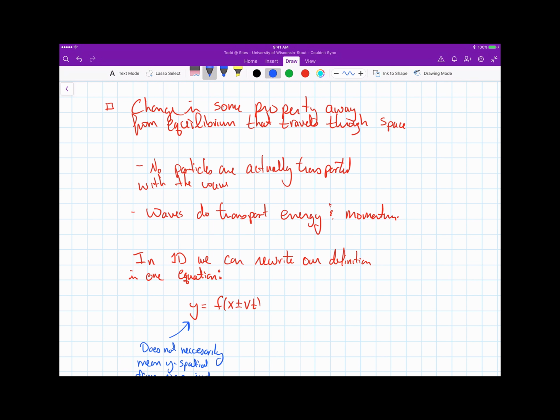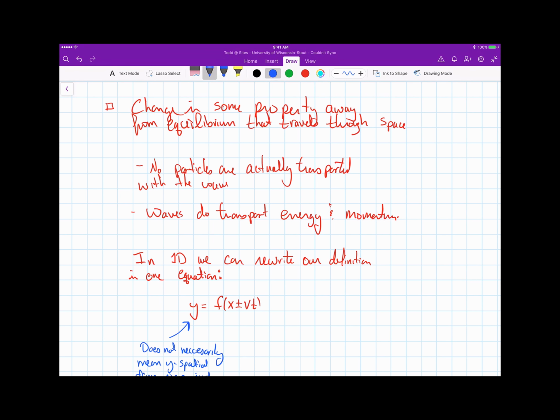One thing to keep in mind with waves is there are no particles that are actually transported with the wave. When you're talking about sound waves or water waves or waves on a string, those particles are moving in place for the most part. They don't move along with the wave. But what the wave does do is transport energy and momentum.